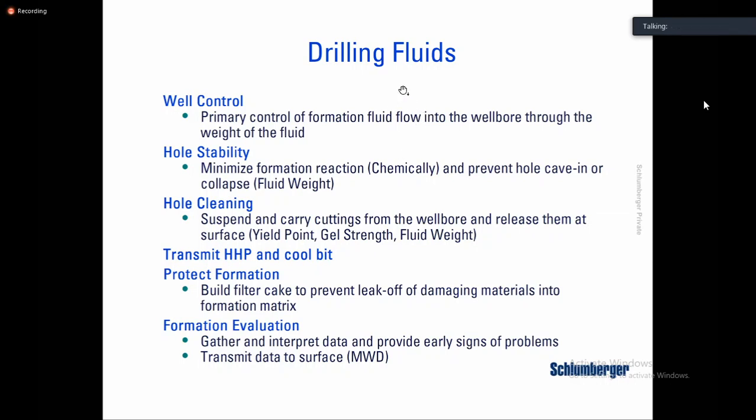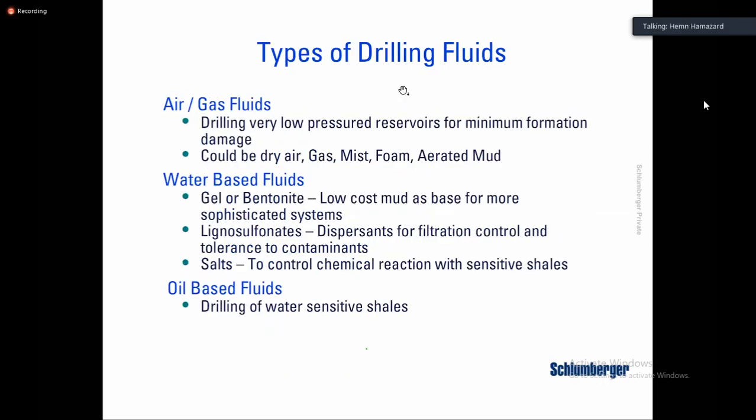Types of drilling fluids. It depends on the formations, and it depends on the oil company's policy. It depends on the area. It depends on the environment. There are many factors you have to consider to choose the most convenient mud for drilling any formation or any well.